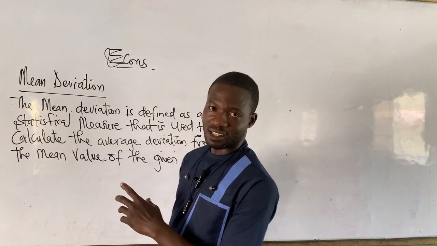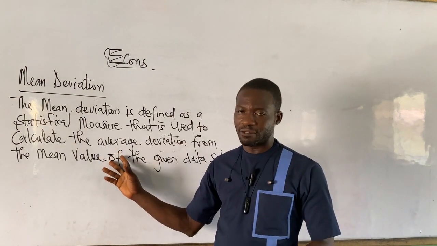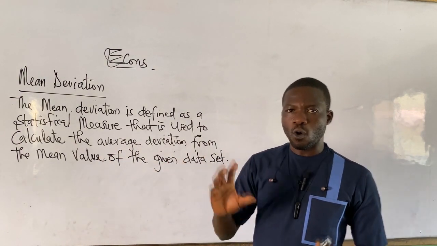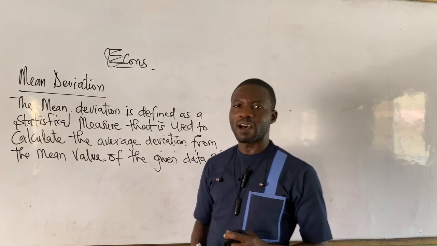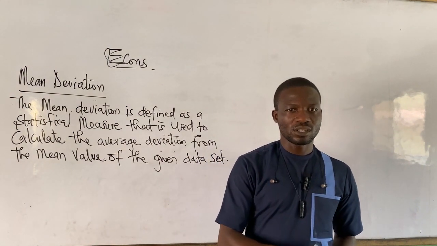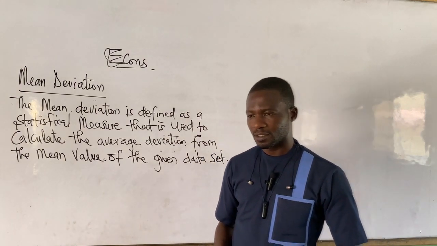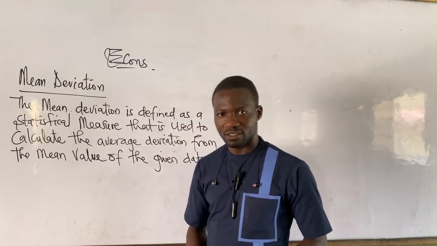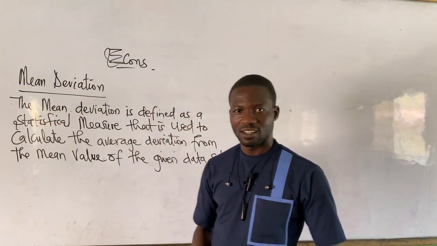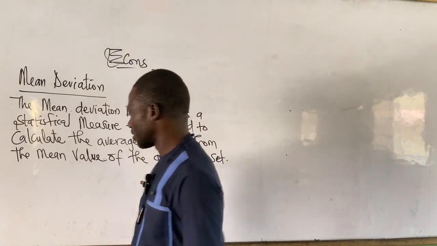When we look at the meaning itself, you get to understand that before we can calculate mean deviation, we will first of all get the value of mean. And when we get the value of mean, that will lead us to how we can get the results of mean deviation. But really, apart from the meaning, how do we calculate mean deviation? It is a simple fact. Let's quickly look at the formula for calculating mean deviation.